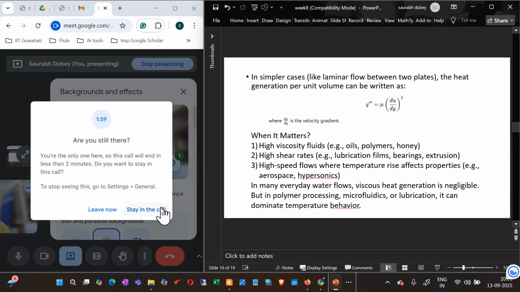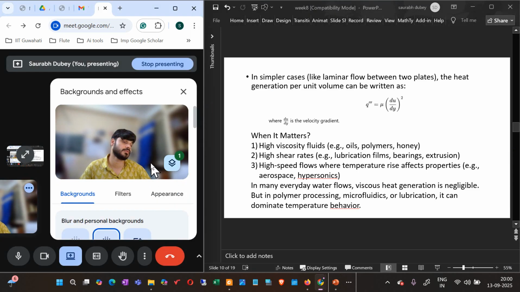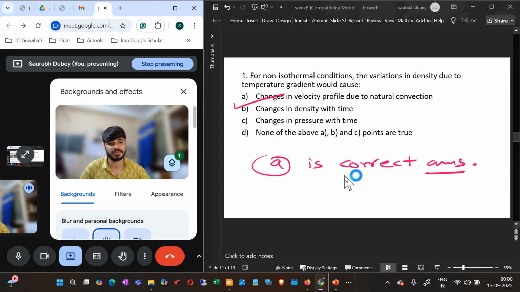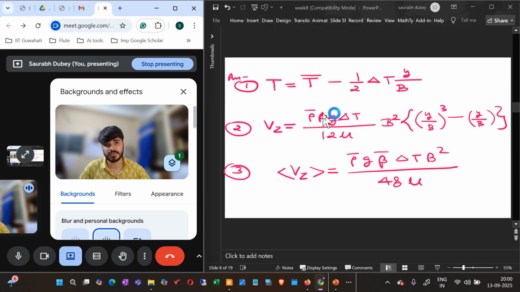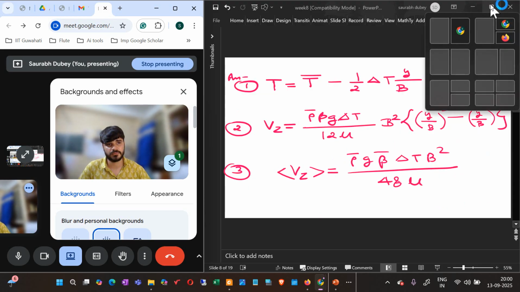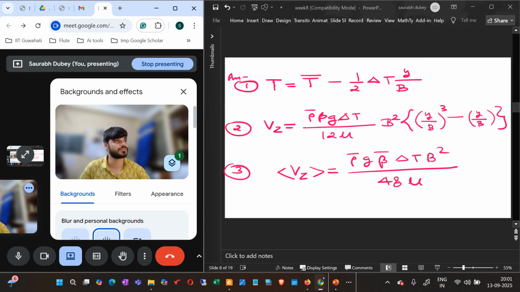So it can dominate the temperature behaviors. So that's why this particular study is important. So we will be discussing very thoroughly a very important lecture of the week, which was week 2. Okay, and then we will be moving towards week 3.